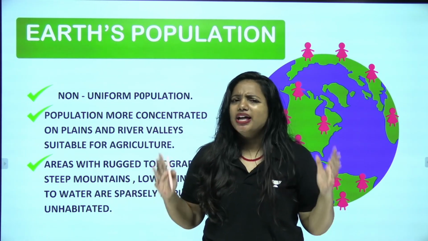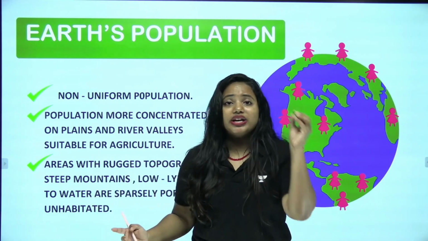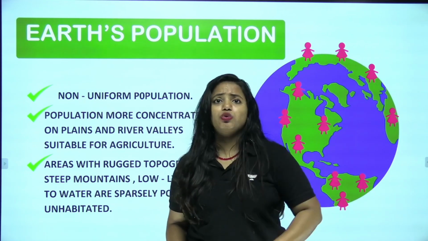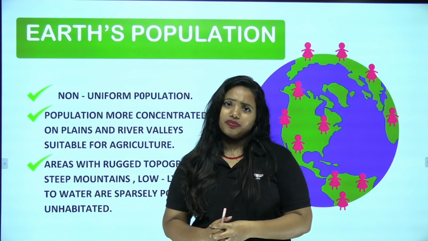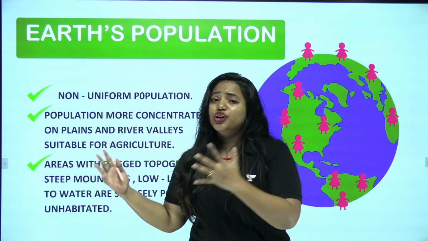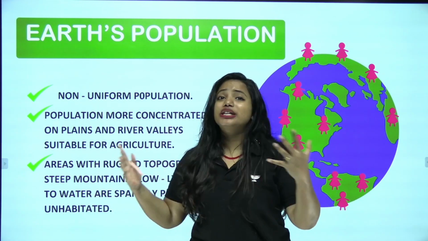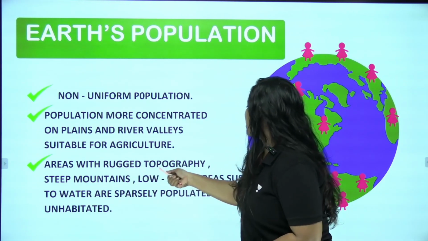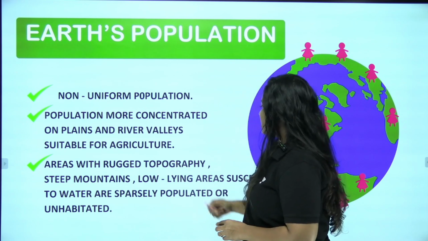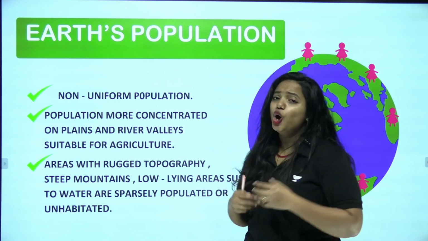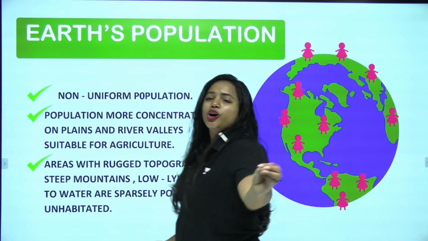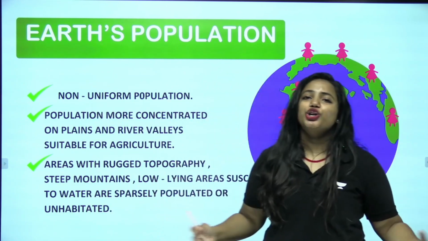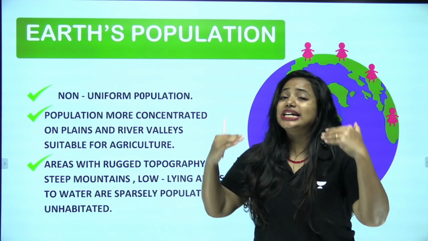At the same time, there are certain areas on Earth where the population is very, very less, and certain areas can even be found uninhabitable. That means these areas are not suitable for people to live and to get the necessities. Which are these areas? Areas with rugged topography, steep mountains, and low-lying areas susceptible to water. So these areas are not suitable for people to live in. So Earth's population is non-uniform, but it is increasing day by day.